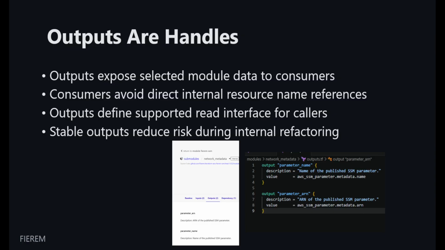Outputs publish selected facts from the module. Consumers should not depend on internal resource names. The output becomes a supported read path. Changing internals is safer when outputs remain stable.